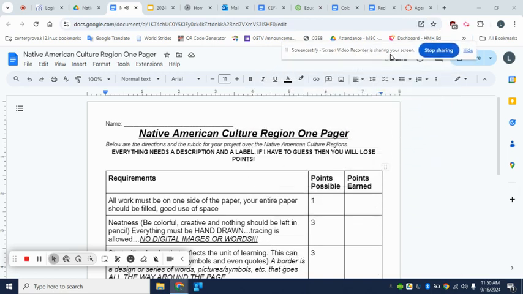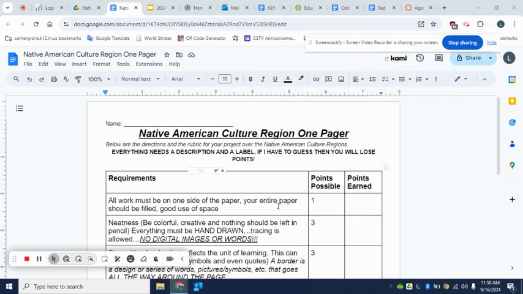All right, this video is going to explain the directions to the Native American Culture Region one-pager project. So you can see here on the screen, it says below are the directions and the rubric for your project over the Native American culture regions. Everything within this project needs to have a description and a label.